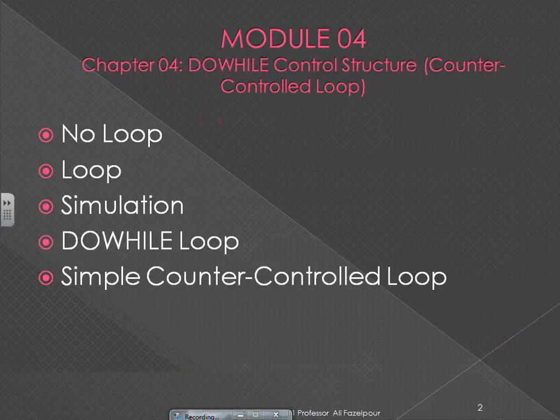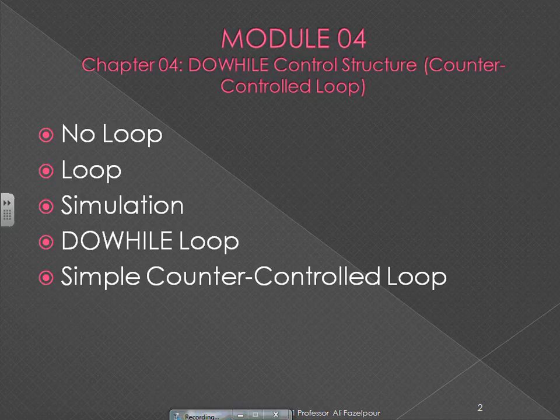This chapter is about the do-while control structure. If you recall, we mentioned that we have three basic control structures. Sequence, we covered in chapter 2. The if-then-else structure, chapter 3. And loop, which is the third control structure, in this chapter and coming chapters.